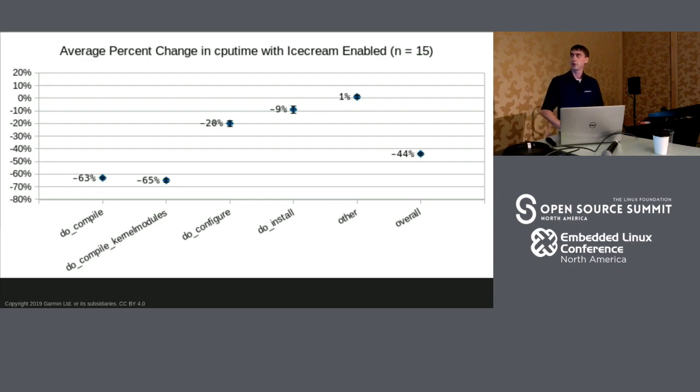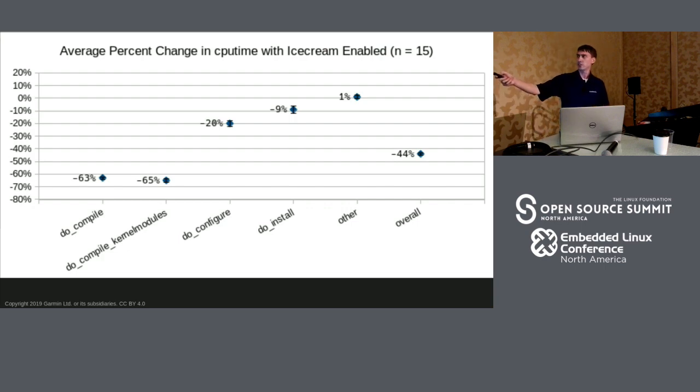To try to understand this better, I've normalized the results from the previous graph, showing the percent change for each of the tasks. This is just like the build stat diff relative diff column, where negative numbers mean that Icecream was faster. As you can see, all of the tasks accelerated by Icecream had at least some improvement.